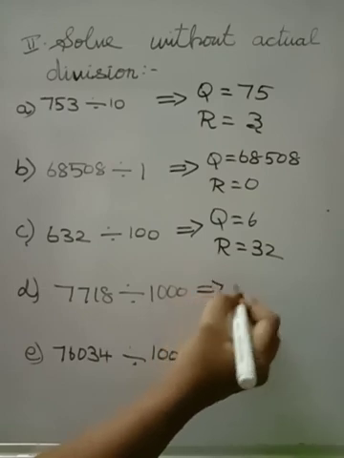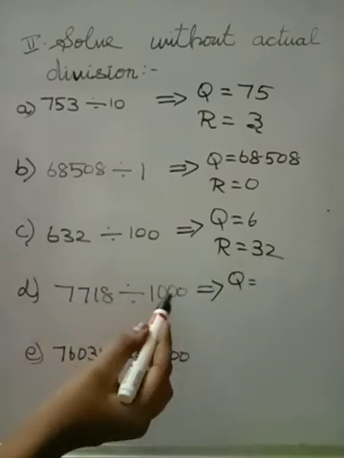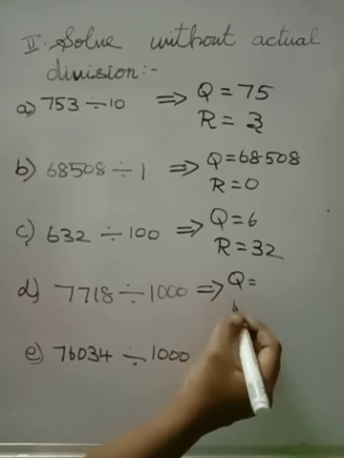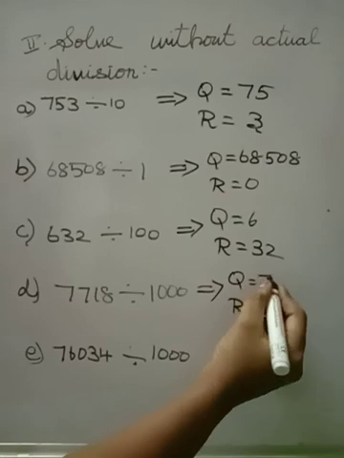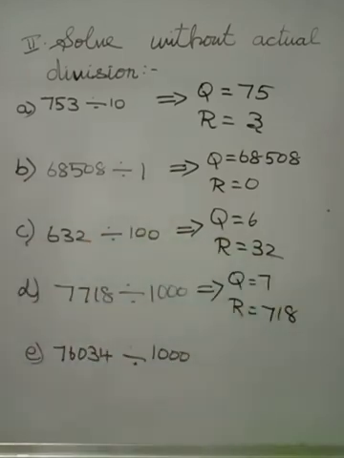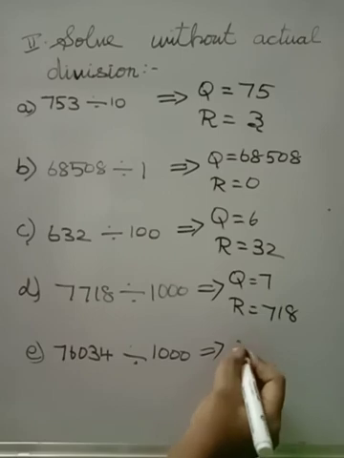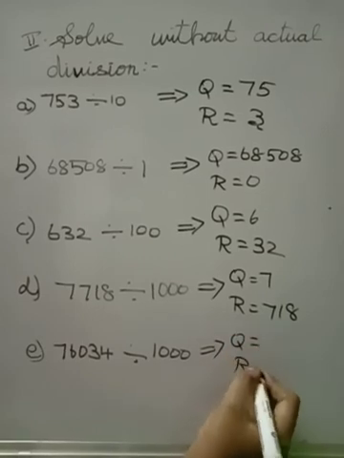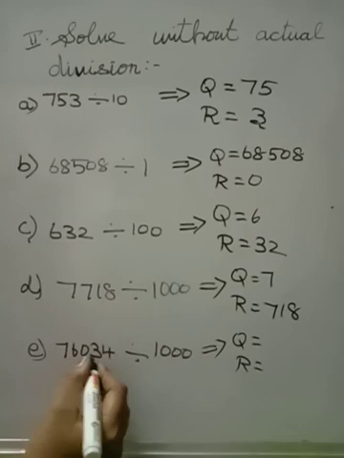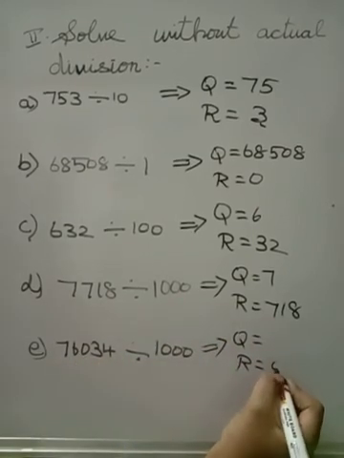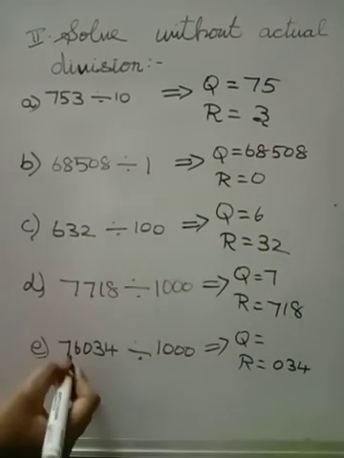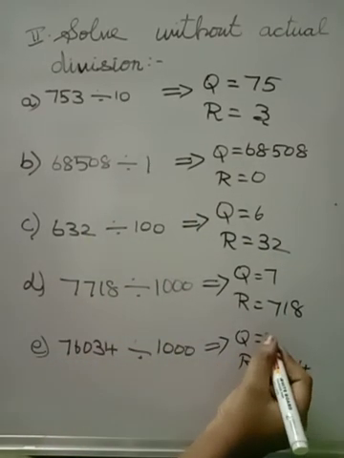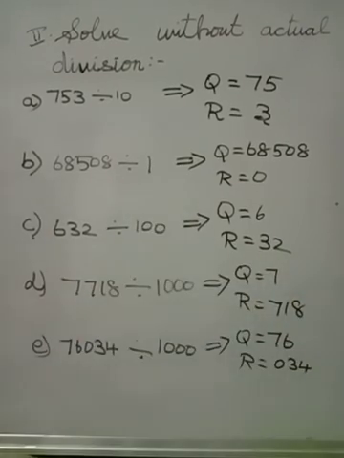Now see the fourth sum. Here how many zeros are there? 3 zeros. So the last 3 digits will be the remainder and the remaining digits will be the quotient. And the last sum, for this also you are having 3 zeros. So from the last 3 digits, that is 034. If you write 0, no value is there. If you write only 34, the answer is also correct. And the remaining number is 76. So the quotient is 76 and the remainder is 34.